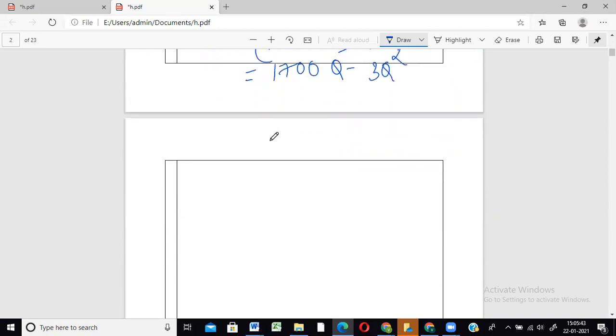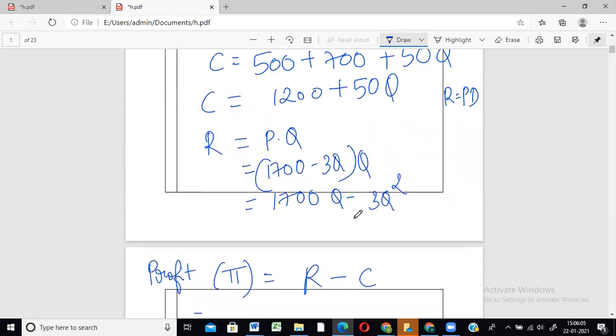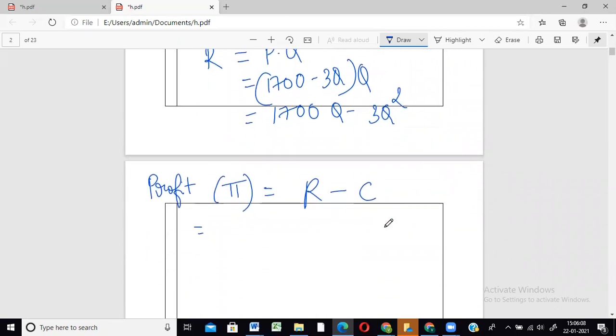Okay, minus 3Q square. Now, what do you mean by profit? Profit, we know that, it's just a way of denoting all the time, like in the textbook, profit is denoted using pi. Okay, we know that profit is always calculated as selling price minus cost price, but this time we have revenue and cost, so I'll write it as R minus C. So what is the revenue function that you got? Revenue function is this thing, 1700Q minus 3Q square.